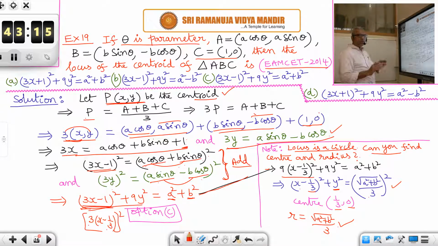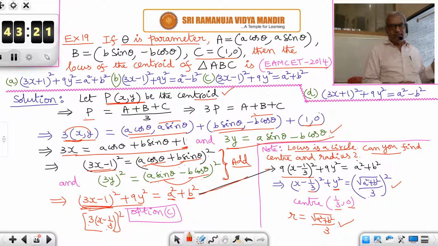So students, we have completed the topic locus. So I will give some assignment also. Same type of problems but with different numbers I will give you. So please practice them for the examination.